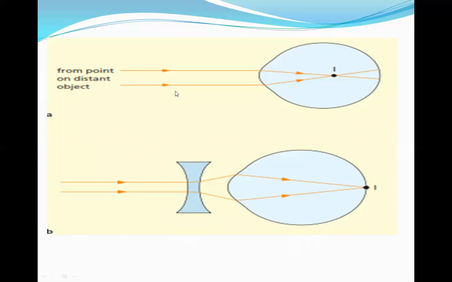This is the diagram of an eye in which a person may be affected by short sight. The rays of light are coming from a distant object, parallel to each other. After passing through the lens of the eye, they are focused before the retina, not on the retina. So the image formed on the retina is blurred. It can be corrected by placing a concave lens before the eye lens so that it spreads the light rays a little and the image forms on the retina.